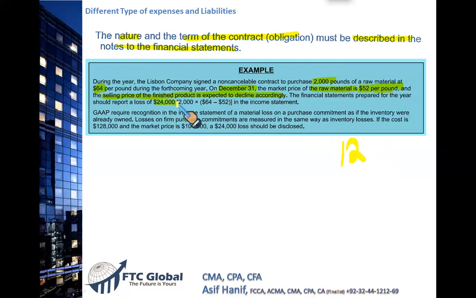and there's a total loss of $24,000. There is no entry related to this purchase. No entry at all, because when a contract is entered, no entry is made. But since now there is a loss, US GAAP requires the recognition of a loss in your income statement on this purchase contract, even though there is no physical transfer of goods.